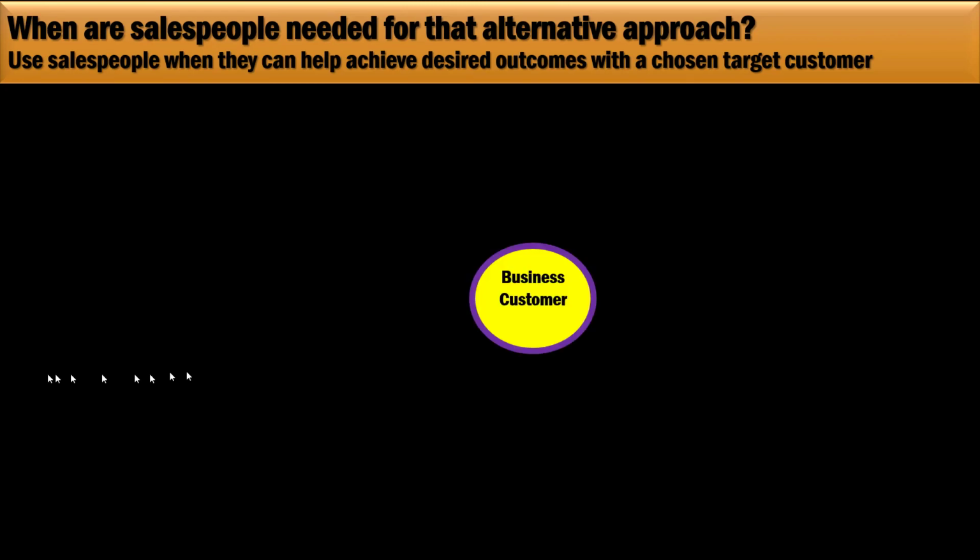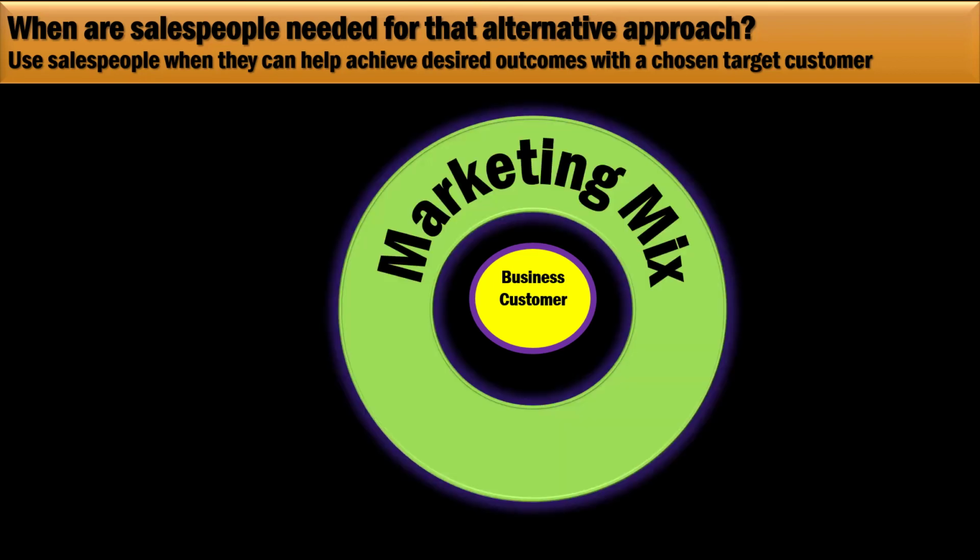So if you think about salespeople from the perspective of the target market, what you're trying to do is use salespeople when they can help you achieve the desired outcomes or objectives that you have with a chosen target market. That target market, I've taken the same symbol but changed it from target market to the words business customer, because the more you start thinking about the target market as a business customer, the more you'll start seeing the value that sales might have.